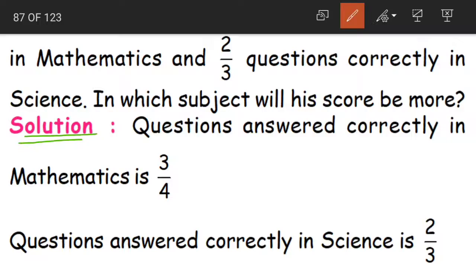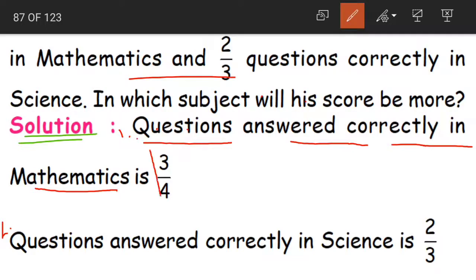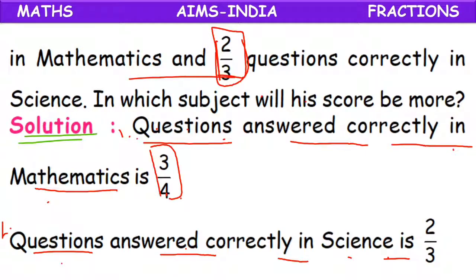Again in word problems, what is important, children? We write the steps for the word problem. First, we need to write the information given in the question. The first information given was questions answered correctly in mathematics is 3 by 4 and questions answered correctly in science is 2 by 3. Yes, questions answered correctly in mathematics is 3 by 4 and questions answered correctly in science is 2 by 3.